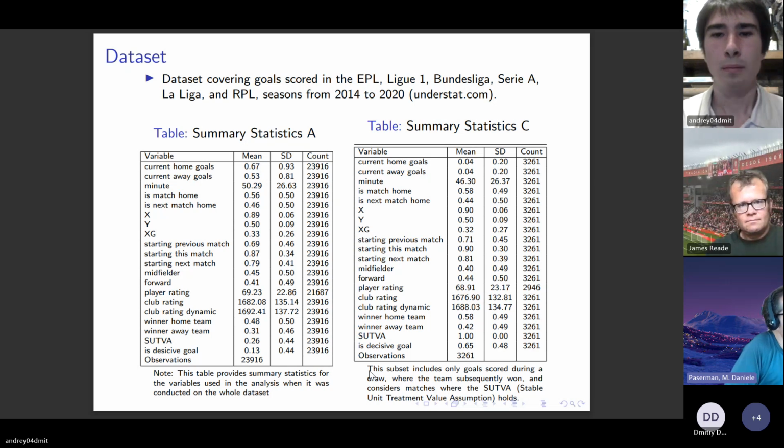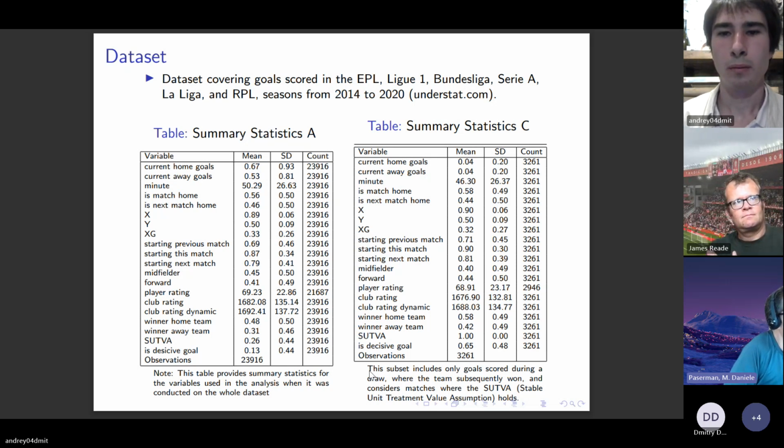Somehow you would think that the coach bias is more prominent if it's a decisive goal scored in the final minutes of the match versus a decisive goal scored at the beginning of the match. And so that would be something to look at as well.